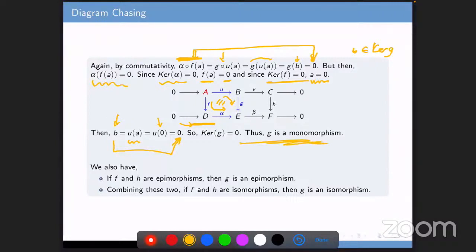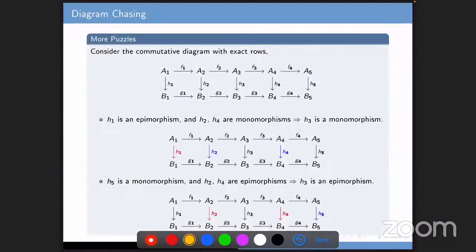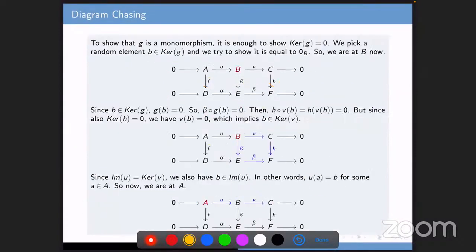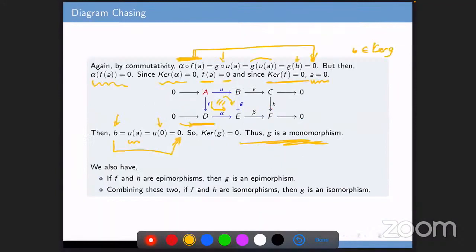All right, this is an example of a puzzle, an example of diagram chasing. So again, let's see. We are given this commutativity, the exactness, and we are given that these two are monomorphisms, and we show that G is a monomorphism, right? We use nothing but the information that's given to us. Any question here, maybe, about the diagram chasing, about the methods we use?